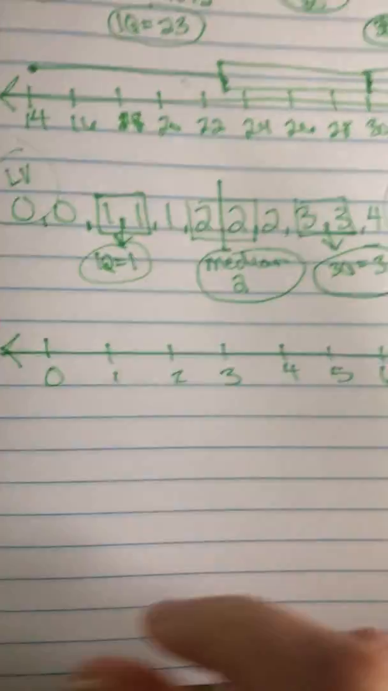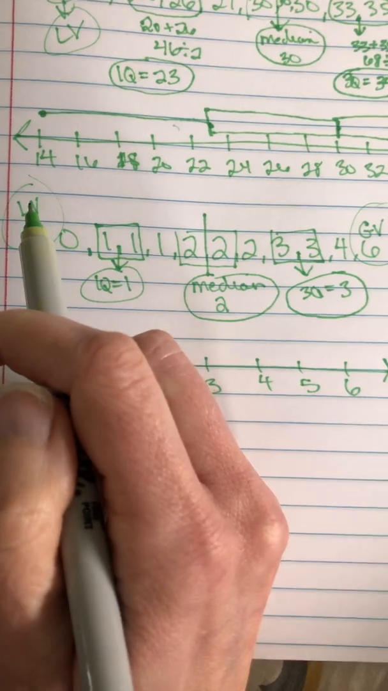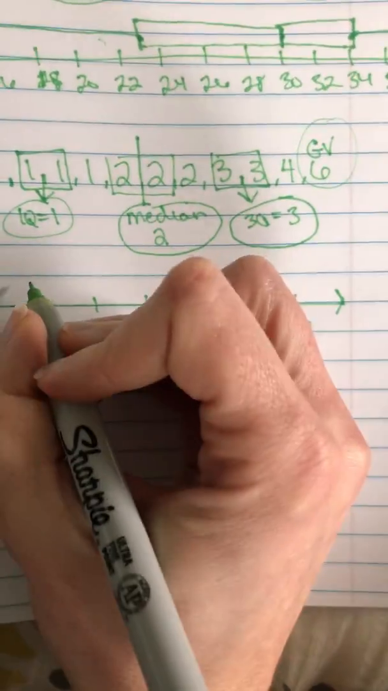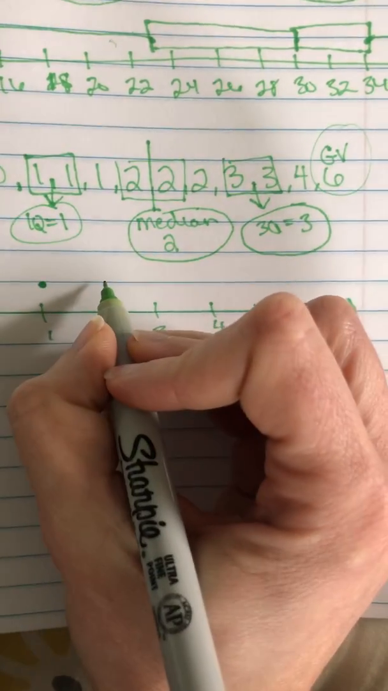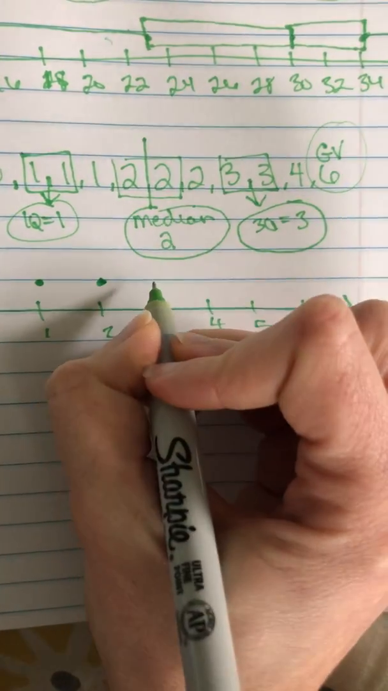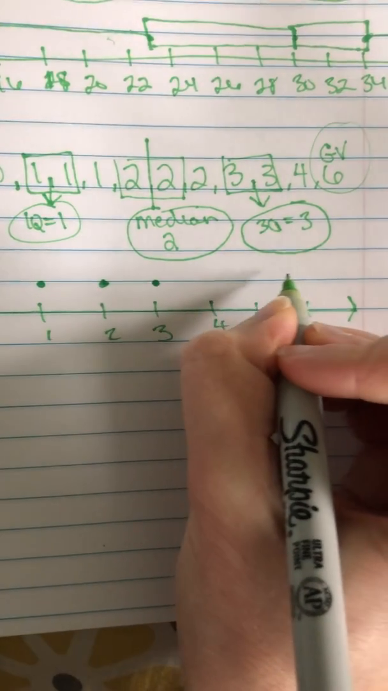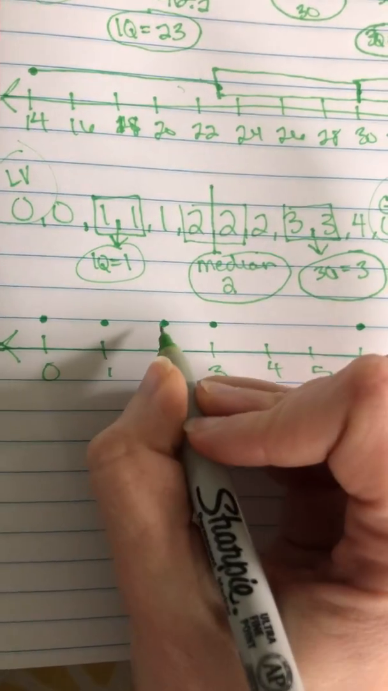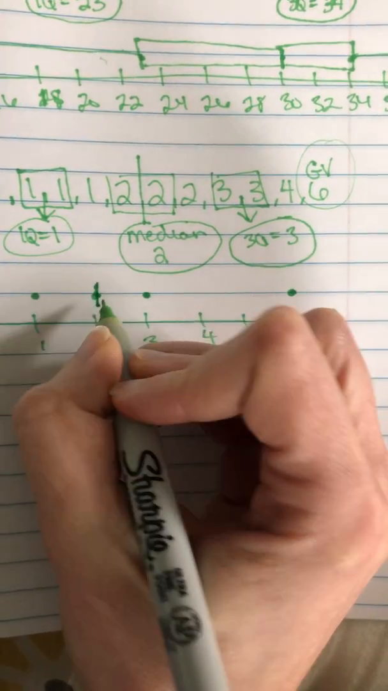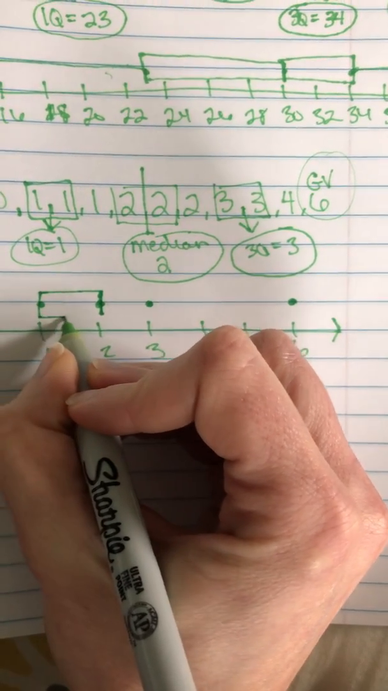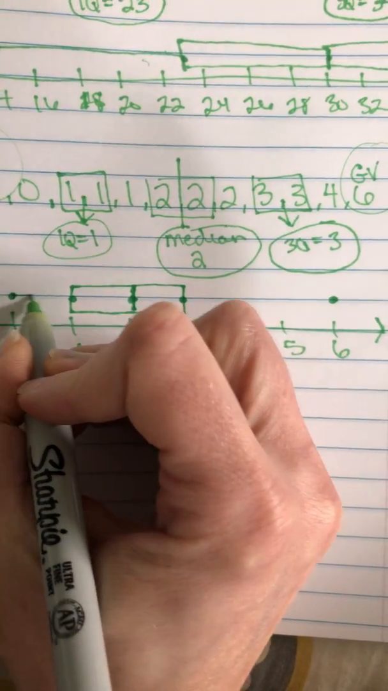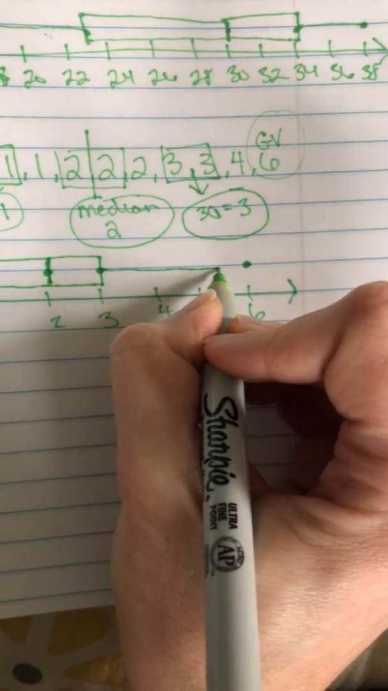I need a dot over these 5 pieces of data. Okay, so I need a closed dot over 0. I need a closed dot over my first quartile, which is at 1, over my median, which is at 2, over my third quartile, which is at 3, and over my greatest value, which is at 6. My median is right here at 2, so that gets the line. And then I create my box with the numbers just to the left and just to the right of that median. And then my whiskers would be from 0 to 1 and from 3 to 6.